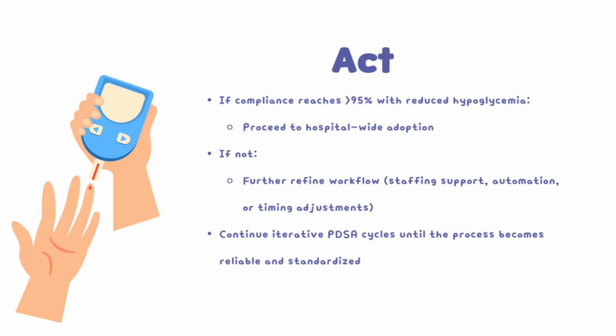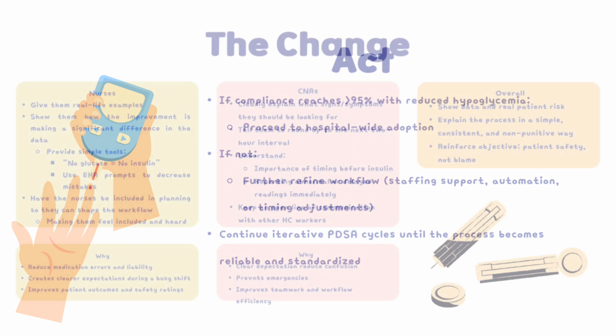In the act phase, decisions are made based on results. If compliance reaches greater than 95% and there is a reduction in hypoglycemia events, then interventions can be expanded hospital-wide. If the goals are not met, the process will be refined. This could include improving staffing support, adjusting workflow timing, and adding more automation. The PDSA cycle will continue to be repeated until the process becomes reliable, effective, and standardized across the unit.